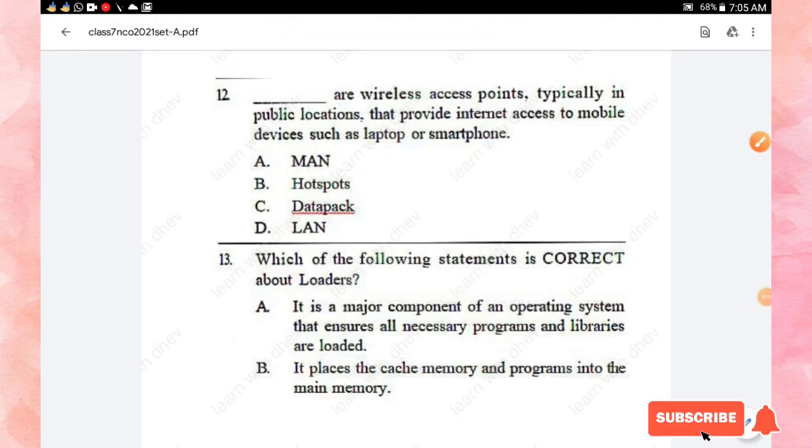Question number 12. Dash are wireless access points typically in public locations that provide internet access to mobile devices such as laptop or smartphone. Options are MAN, a metropolitan area network, or you can say a medium sized network, hotspot, data pack, LAN, a local area network. So the right answer for this question, which is the wireless access point, is option B, hotspot.